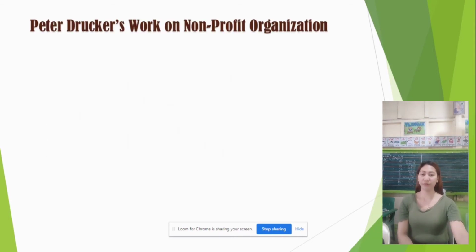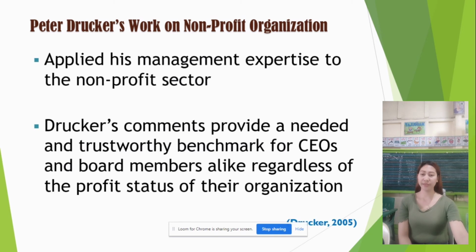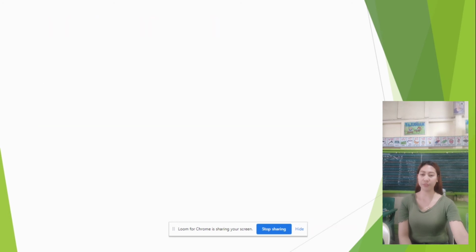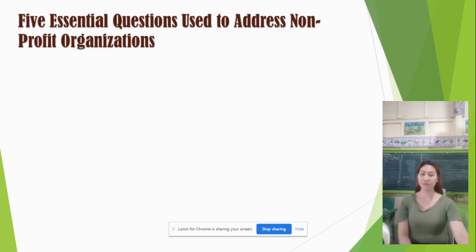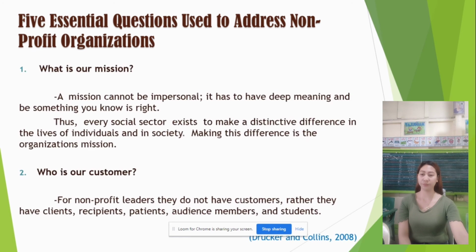Peter Drucker's work on nonprofit organizations. Apply this management expertise to the nonprofit sector. Drucker's comments provide a needed and trustworthy benchmark for CEOs and board members alike, regardless of the profit status of their organization. Five essential questions used to address nonprofit organizations.